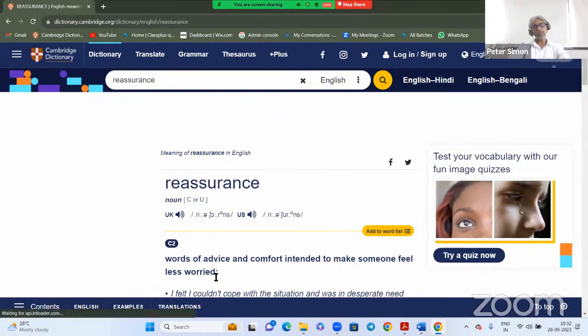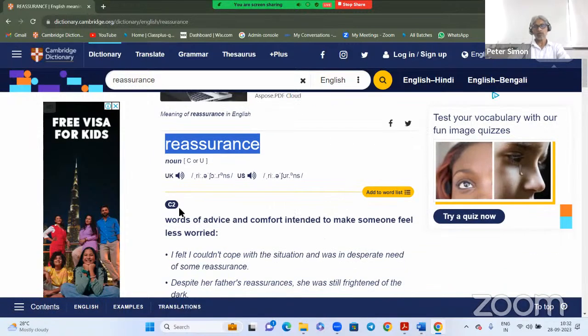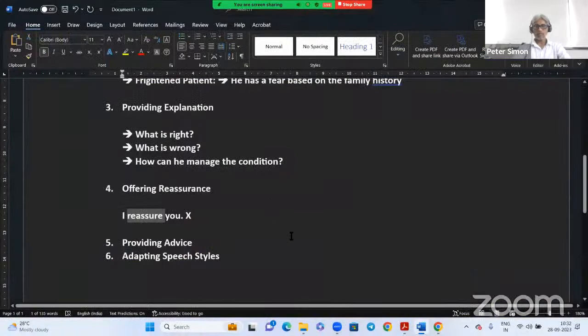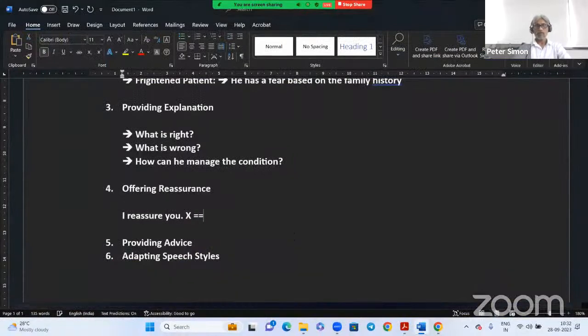How will you know the meaning of this word? First of all, it is C2 vocabulary. If you know this meaning, this C2 vocabulary is for A grade. If you know this word, that means your knowledge is A grade. Just saying, I reassure you, means you are a man of words. You're a man of words.